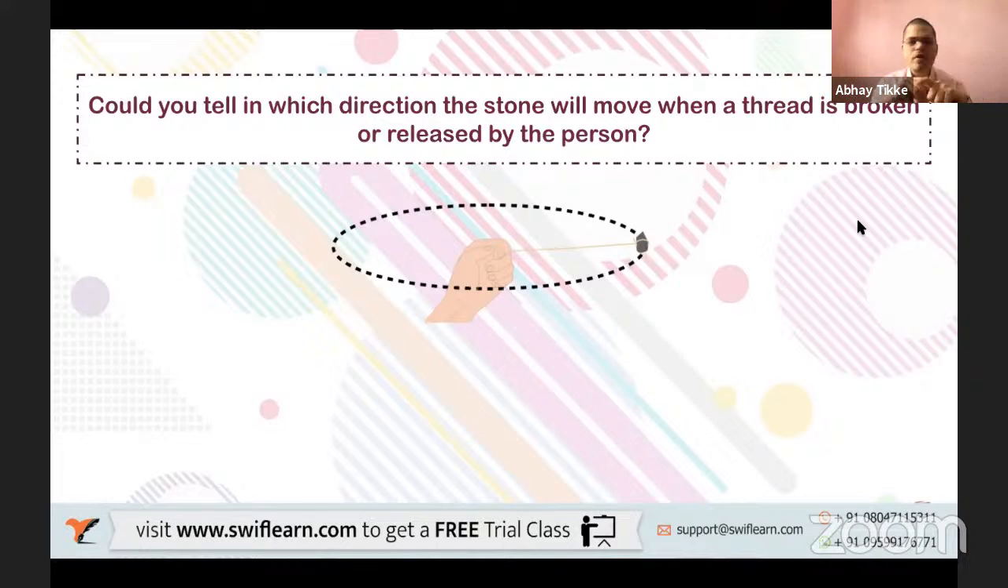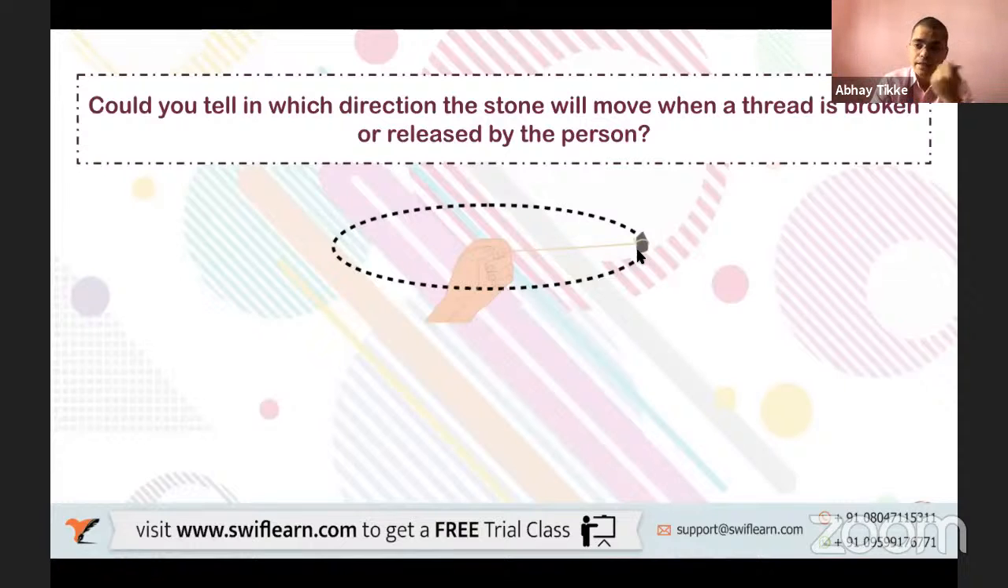मान लीजिए क्या हो गया? आपने बहुत जोर से घुमाया है इसको. You rotate this with such a high speed that the thread doesn't have sufficient strength to hold the larger speed you are moving it in, right? What happens when the thread breaks out? Then what will be the motion or direction of this stone? क्या होगा बताइए?